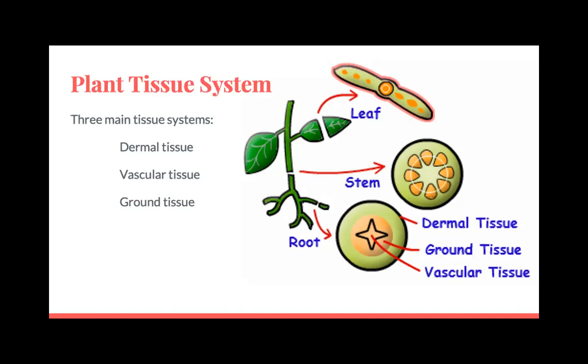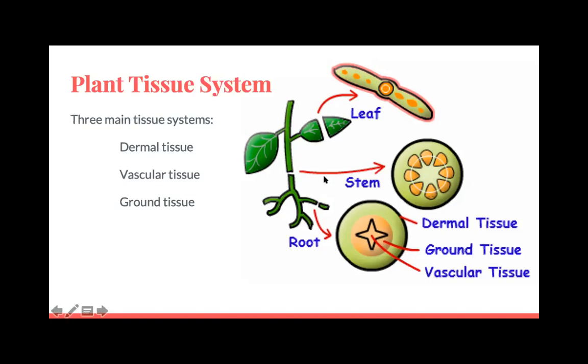Each one of these organs has all three types of tissue. Okay, so if you're on Zoom, I'll use the arrow pointer here. Dermal tissue, what does that word dermal make you think of? Yeah, skin. That's what I always think of when I hear anything dermal. I think of skin. And dermal tissue is just the outer layer of tissue in a plant, okay?